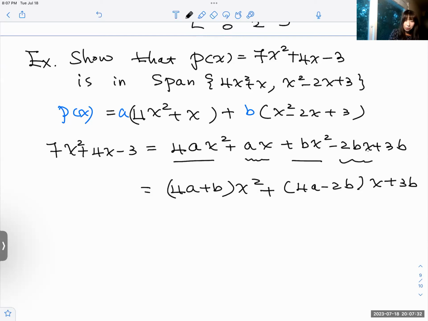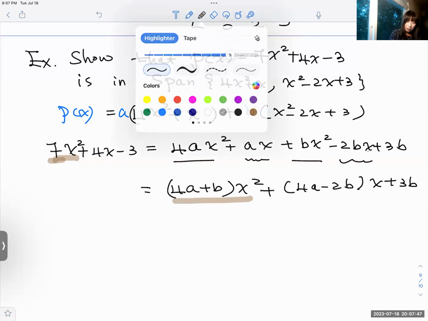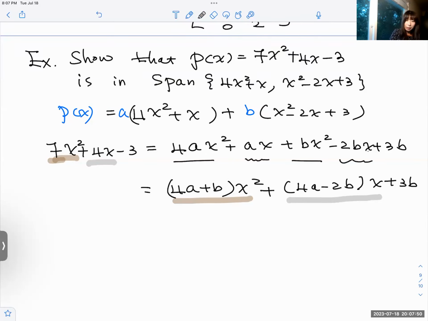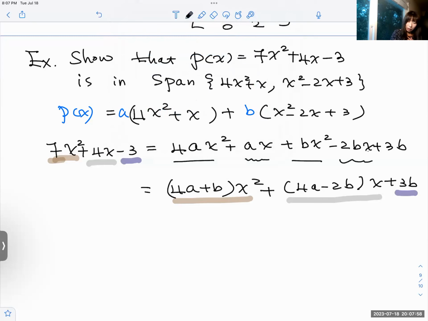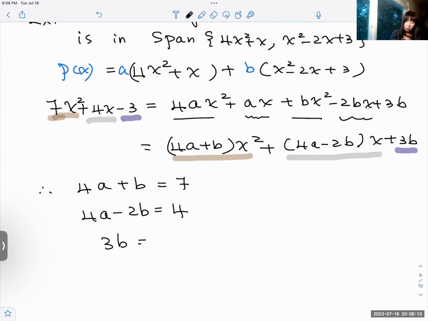We did this kind of stuff in calculus too. So 7x squared corresponds to that, the x term corresponds to this one, and the constant term corresponds to that, right? Okay, so we get 4a plus b equal to 7, 4a minus 2b equal to 4, and 3b equal to -3.